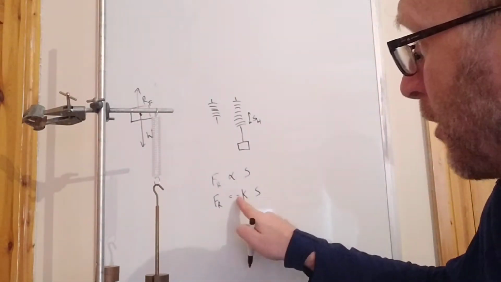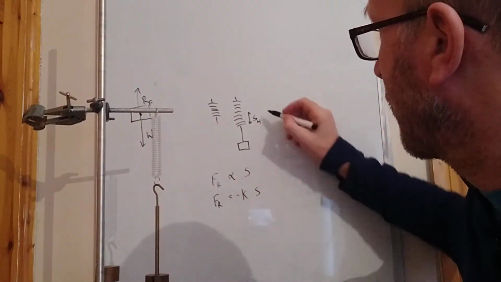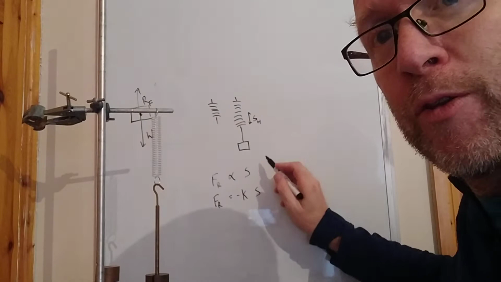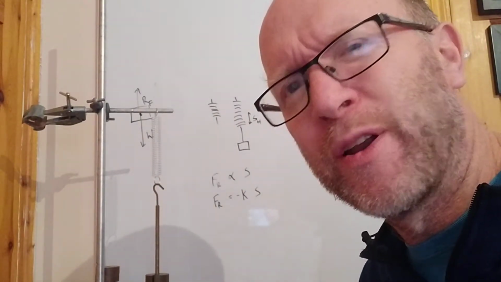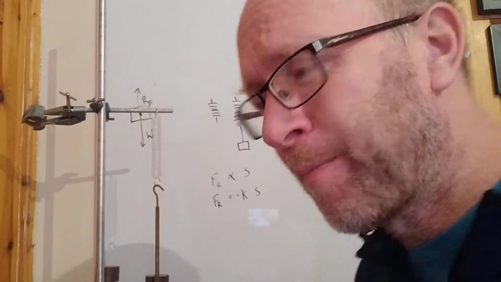Now, where does the minus come from? The minus is because the displacement is down and the restoring force is up, so they're in opposite directions, and that's why we have a minus. You wouldn't have to worry too much about that.